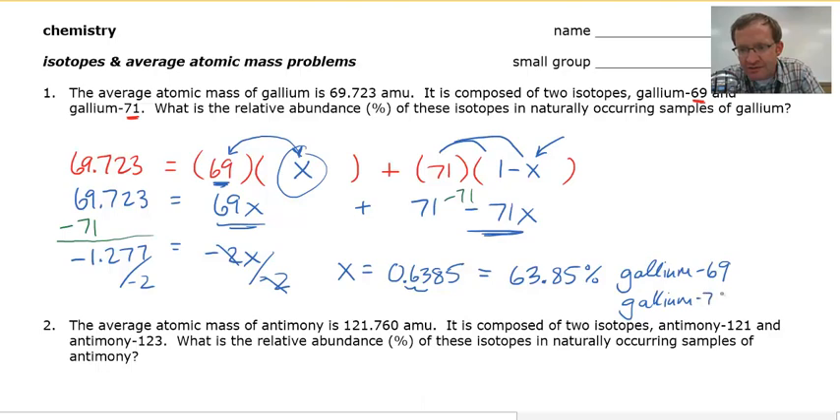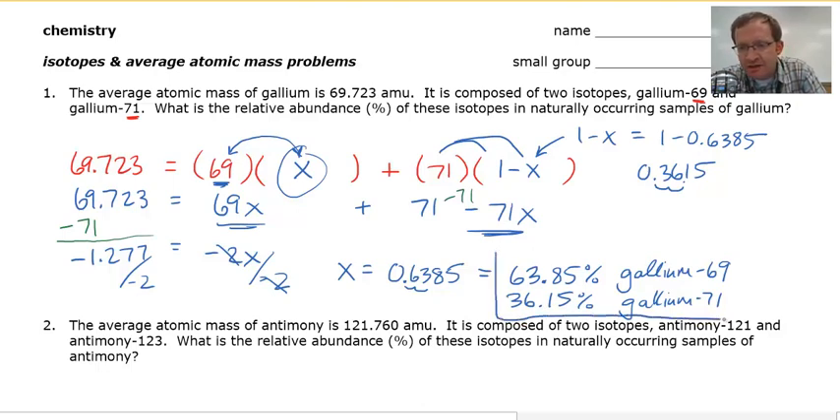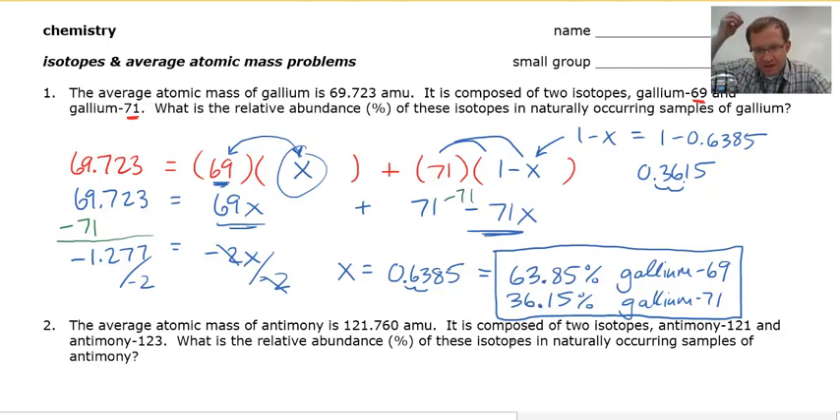Now how much is 1 minus x in this case? Well, 1 minus x is 1 minus 0.6385. Remember that was our x. So that's 0.3615. Or, again, written as a percentage, 36.15%. Remember, our percentages have to add up to 100, and they do. So it adds up perfectly to 100. Gallium-69 is 63.85% of the isotopes, and gallium-71 would be the other 36.15% of the isotopes.